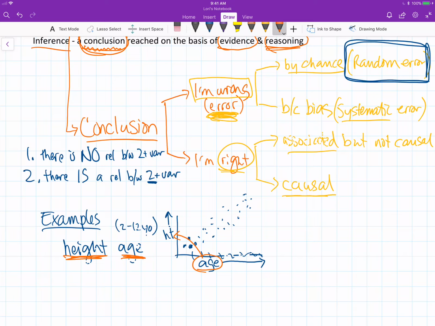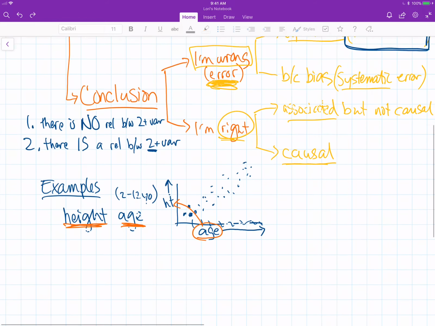If they're related to each other, then height is not the same for every single age. If height was the same for every single age, then those two would not be related to each other. So we would say that that's not the case. As children get older, they also get taller. So those two would be something that intuitively we know are related to each other.